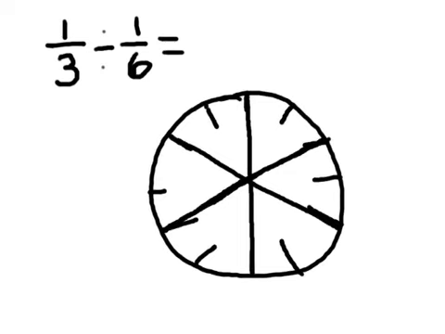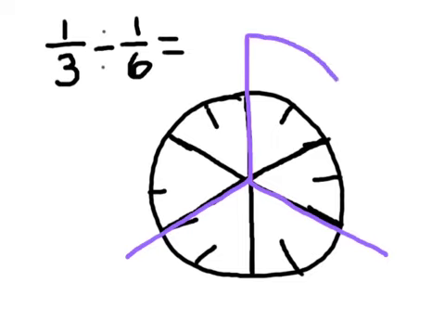1, 2, 3, 4, 5, 6. Okay, so now I want to know how many sixths are in 1/3. So let me draw my circle here into thirds. Okay, with thirds I'm going to stop in the middle, come across this way. So now I have thirds, and I want to take 1/3. We'll take this one over here. And I want to know how many sixths are in this third.